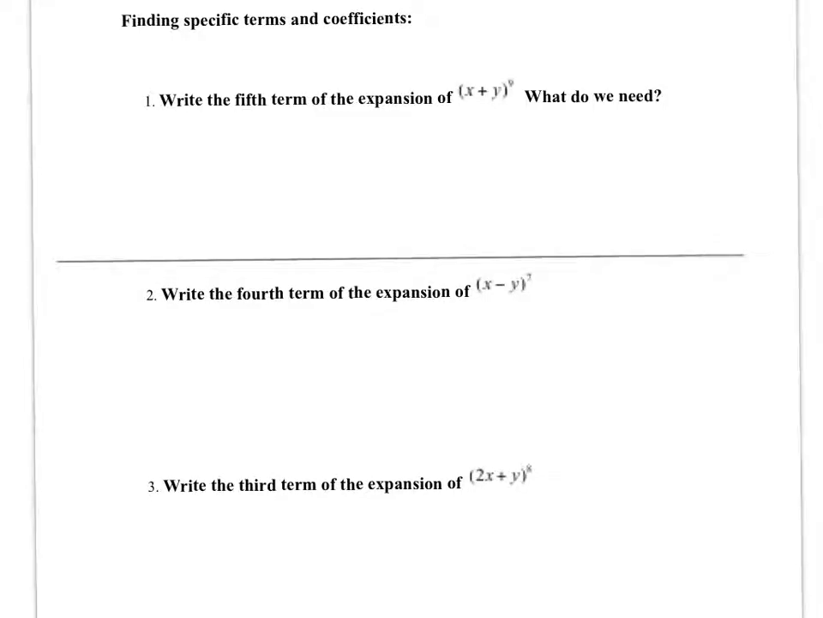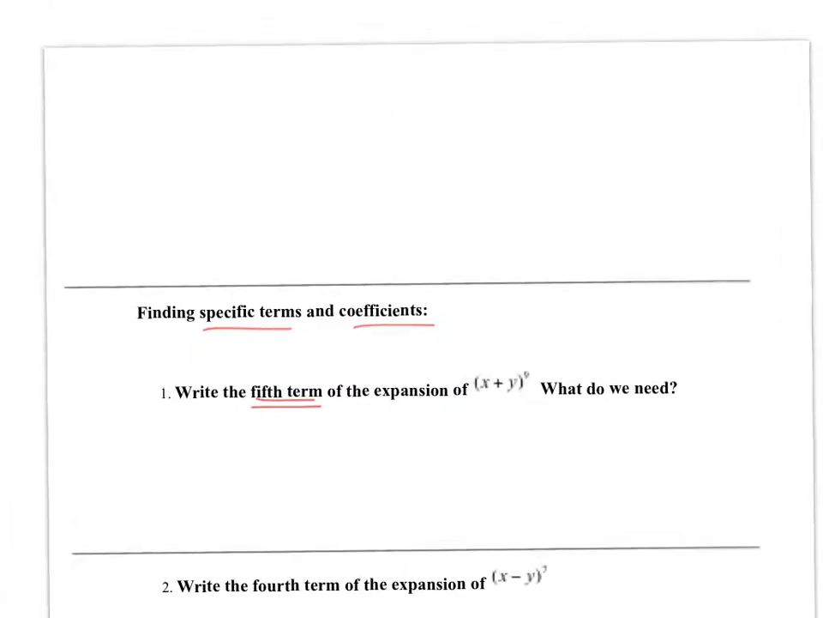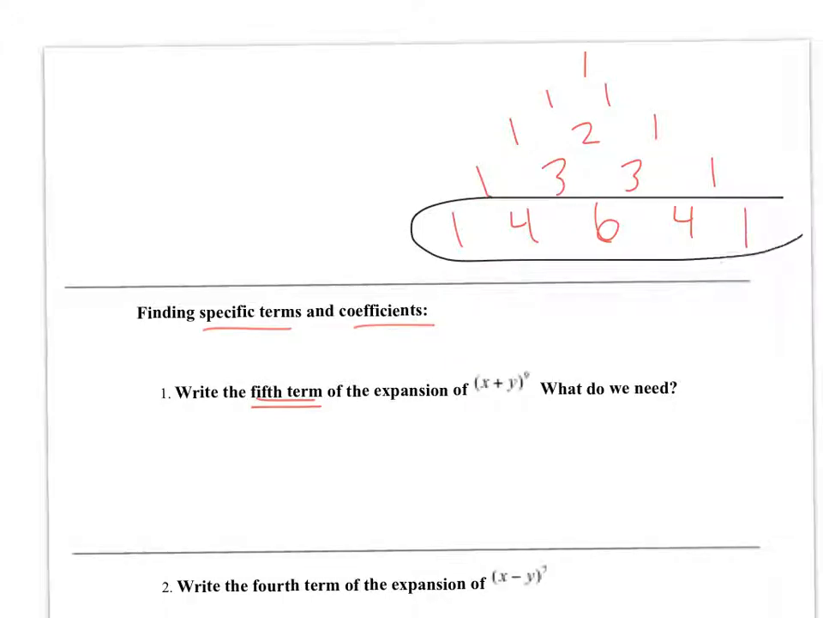Here are the notes for finding specific terms of the binomial expansion. So rather than doing every single coefficient and then every single a value, every single b value, we can just jump right to the fifth term. If you think about it, your fifth term, so like if this is Pascal's triangle, 1, 3, 3, 1, 1, 4, 6, 4, 1.